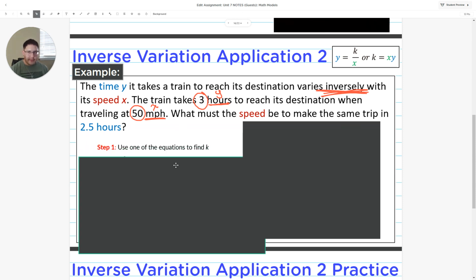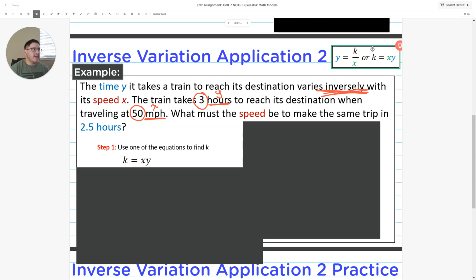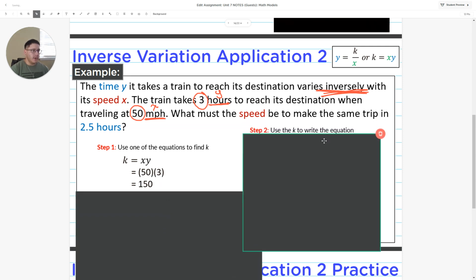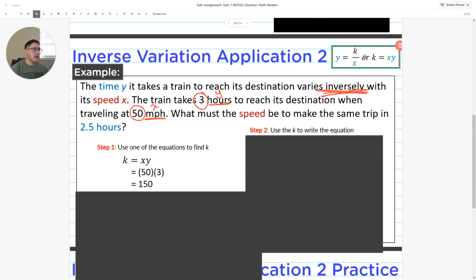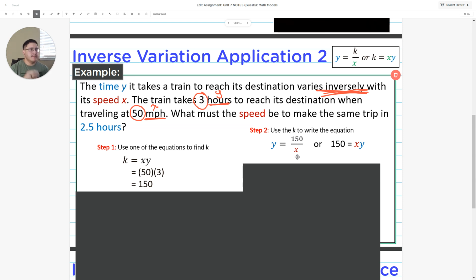So first off, let's find the equation. Let's find the k value to construct the equation. We know k is equal to x times y. X is 50. Y is 3. 50 times 3 is 150. So create the equation. Y equals k divided by x. And so we have y equals 150 divided by x.